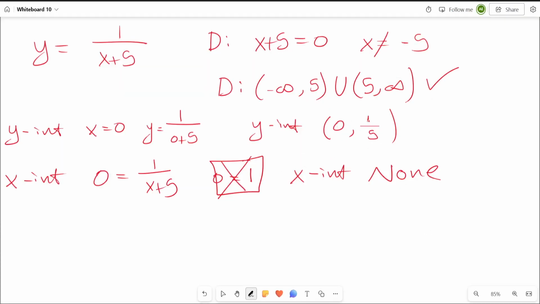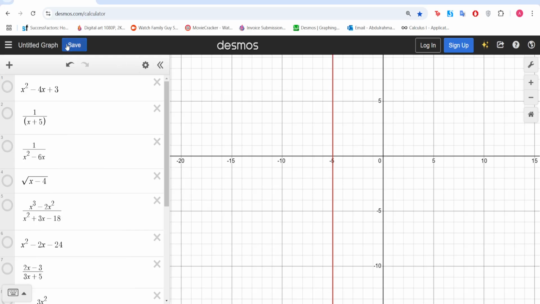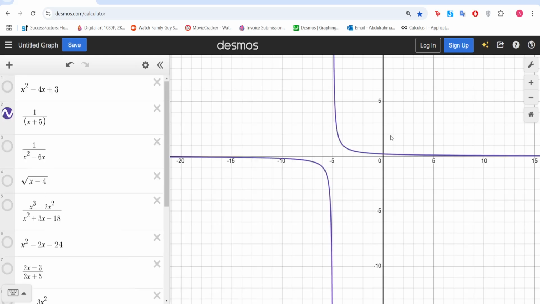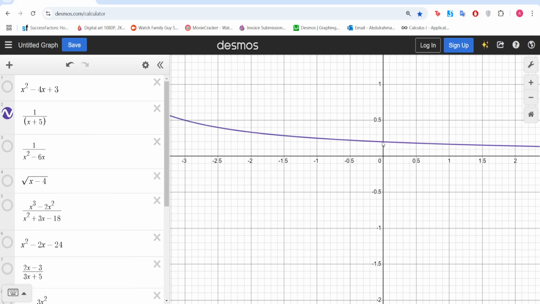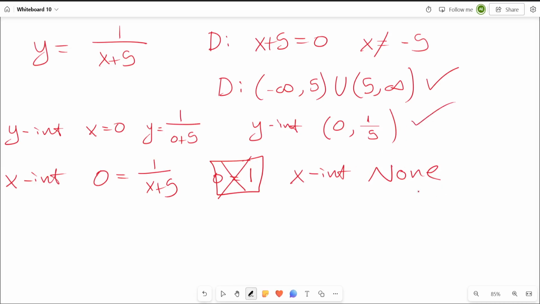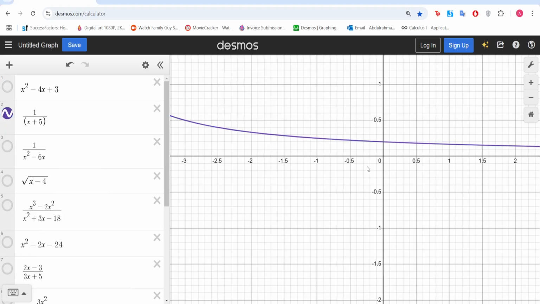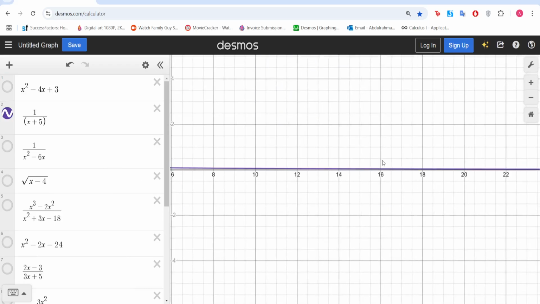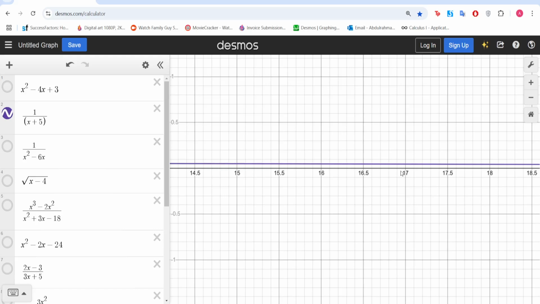My y-intercept is 0 and 1 over 5. So let's see, where is my y-intercept? So my graph hits the y-axis at 0.2. So this is 1 over 5. So this is correct. And I said that I do not have any x-intercepts. As we can see, the graph is also going to keep approaching the x-axis, however, it will never touch it. And by the way, we call this a horizontal asymptote, and I'm going to teach you in later videos how to calculate that.